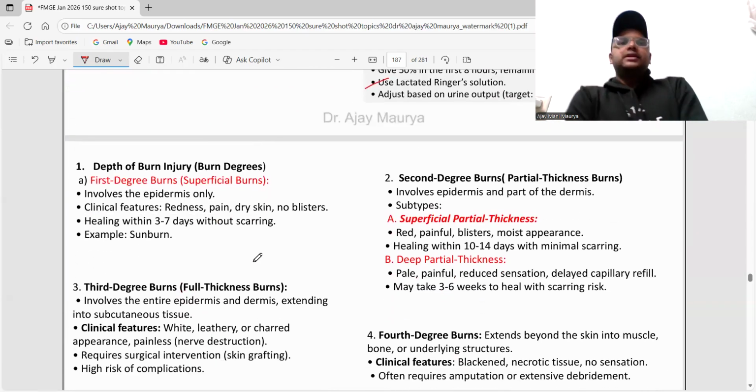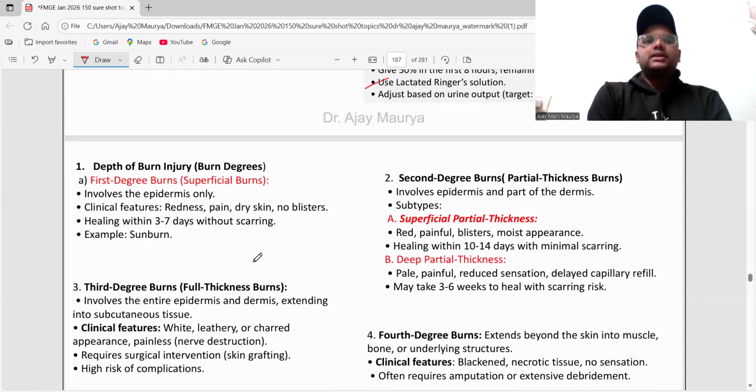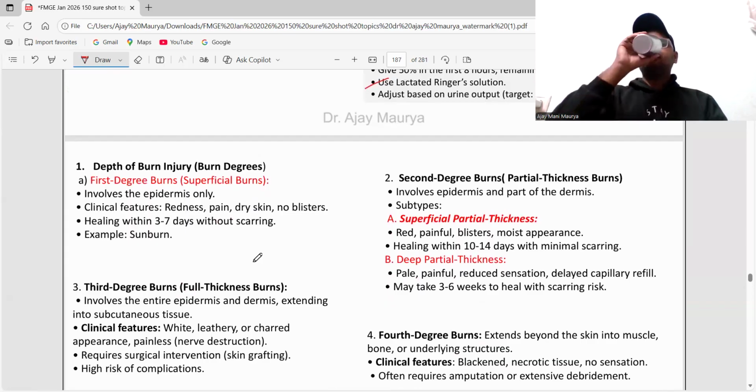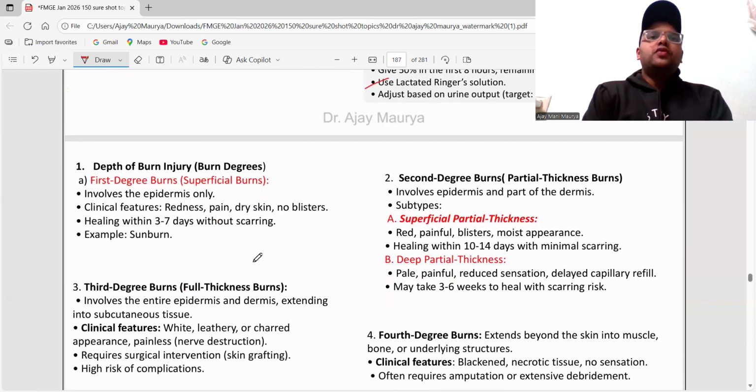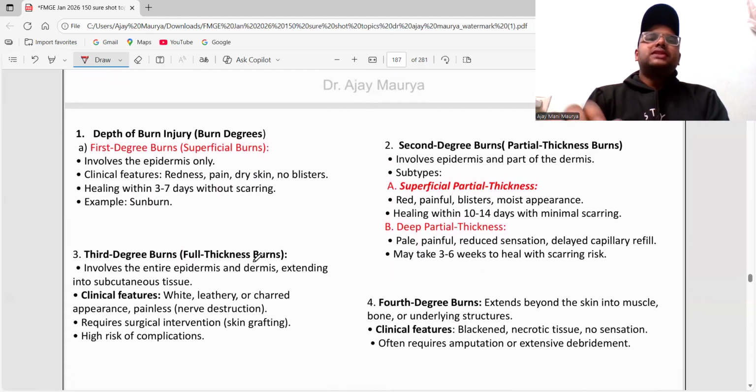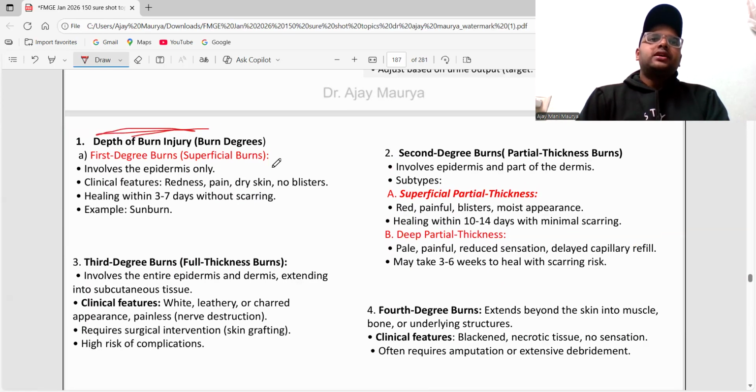Next one, depth of the burn. By the question, they will give the symptoms and you have to identify the types of burn. Burns depend on the depth. Depth of burn injuries: first degree burn, which is a superficial burn, involves only the epidermis.